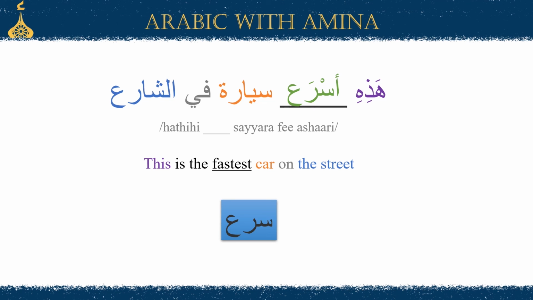We would say هذه أسرع سيارة في الشارع. We add ألف to the root, putting it in the form of أفعل or أسرع. And we are not including the word than because we are not comparing it to something else. Instead, we are comparing it to multiple things. So this is a superlative adjective. هذه أسرع سيارة في الشارع. This is the fastest car on the street.